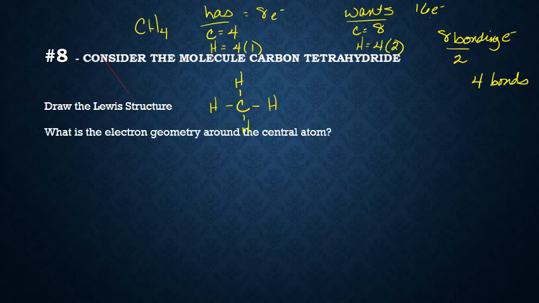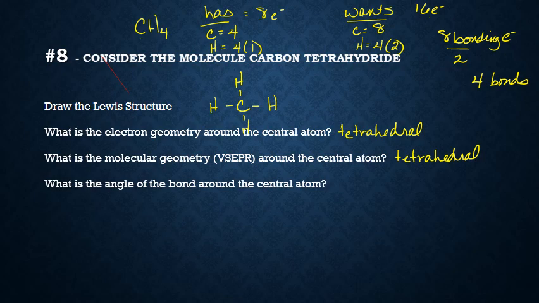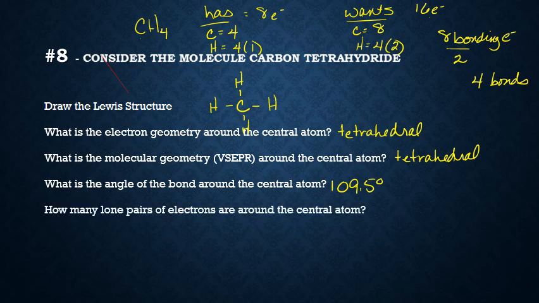The electron geometry around the central atom, just like in the previous problem, is tetrahedral, because there's 4 bonds around the central atom. And the molecular geometry, because there's no lone pairs, is the same. It is tetrahedral. I just answered the next question. Oh, no, I didn't. It's 109.5 degrees. Tetrahedral is always 109.5. There's no lone pairs on the central atom. And the molecule is nonpolar.